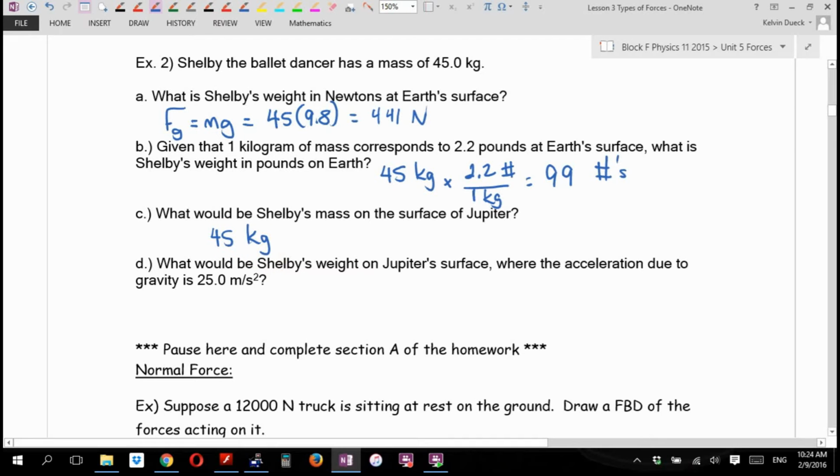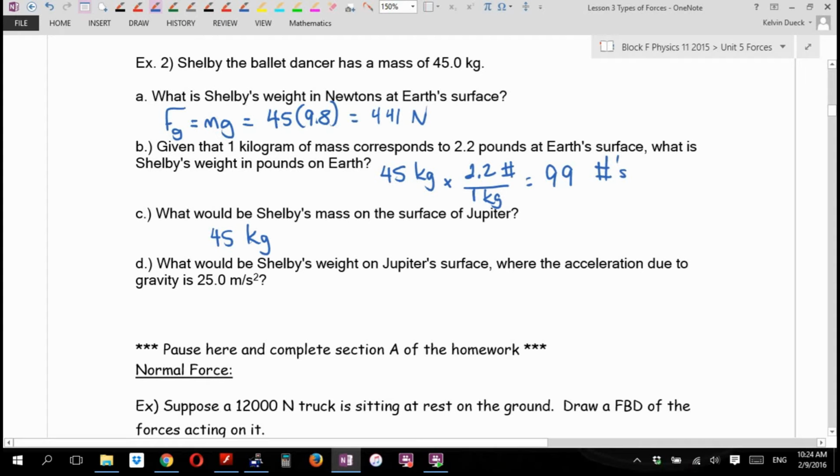What would Shelby's mass be on the surface of the sun? I know, but if you could stand and survive, what would Shelby's mass be on the surface of the sun? 45 kilograms. In fact, what would Shelby's mass be in the middle of outer space? 45 kilograms, because mass is not the force. Mass is how much inertia you possess. It's really a measure of the total number of atoms in your body.